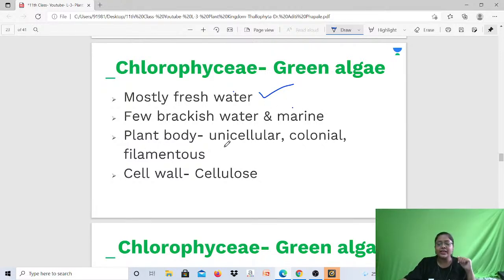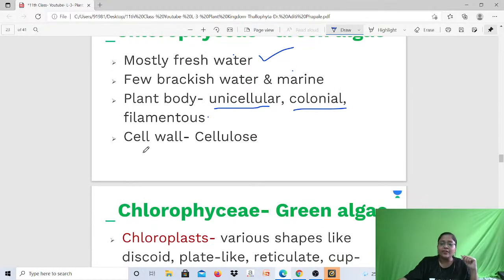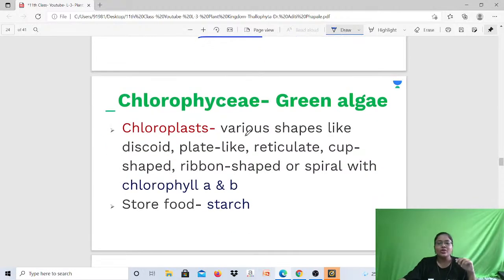Plant body kaisi hai? It is unicellular, then colonial and filamentous. Unicellular means single cell, the entire plant body is made up of only a single cell. Colonial means colonies, there are different colonies. And filamentous is a long thread, flexible filaments. Cell wall is made up of polysaccharide cellulose. Theek hai, next.